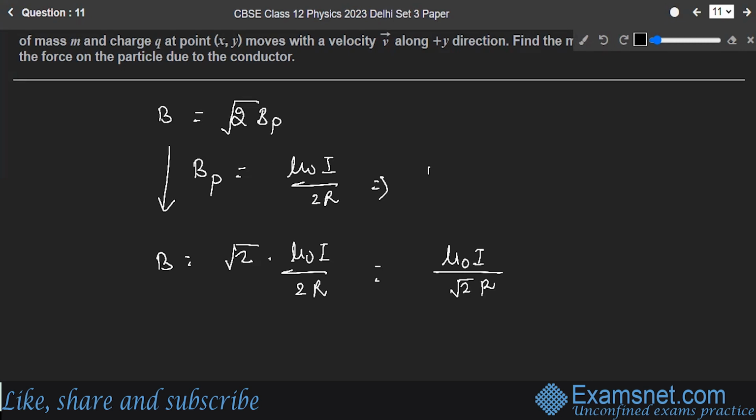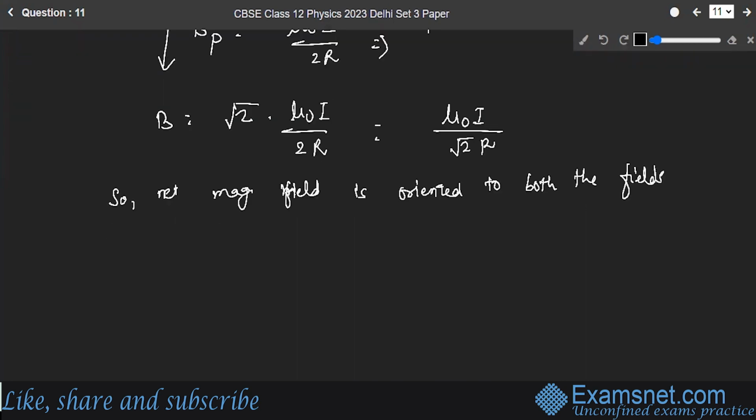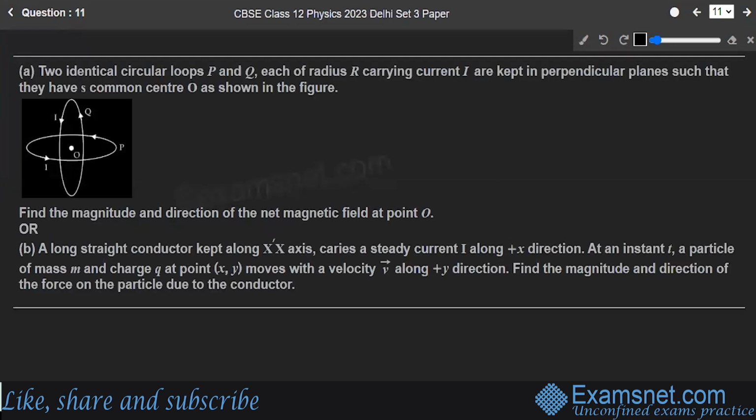Therefore, the net magnetic field is oriented to both the fields at 45 degree.